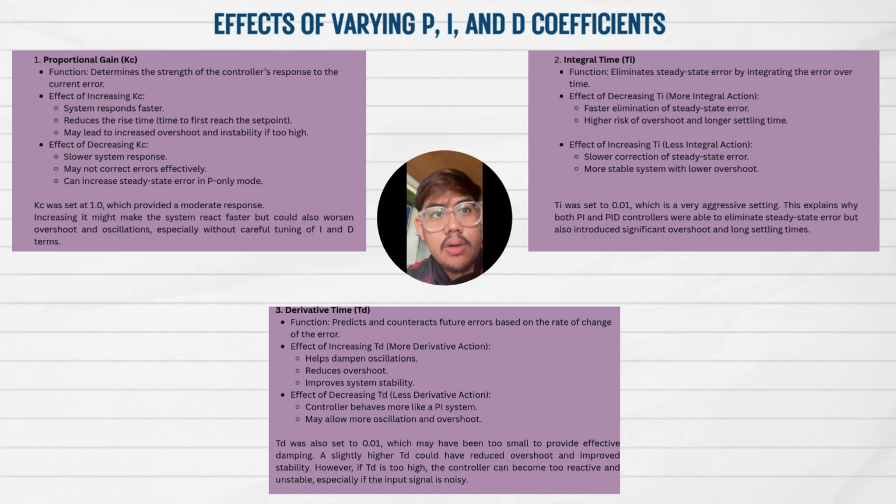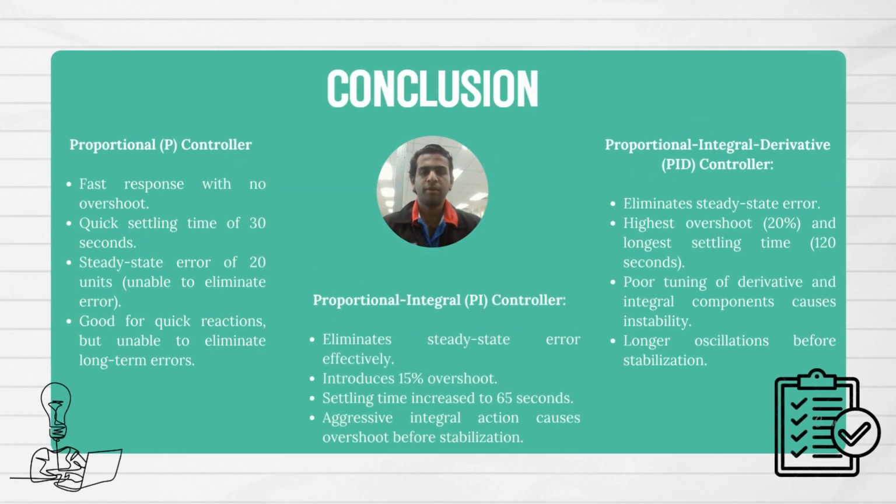So the third, derivative time, that is Td. Its function is to predict and counteract future error based on the rate of change of the error. So the effect of increasing Td helps dampen oscillation, reduce overshoot, and improve system stability. The effect of decreasing Td is the controller behaves more like a PI system and may allow more oscillation and overshoot.